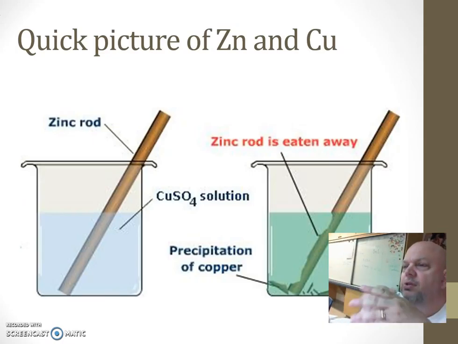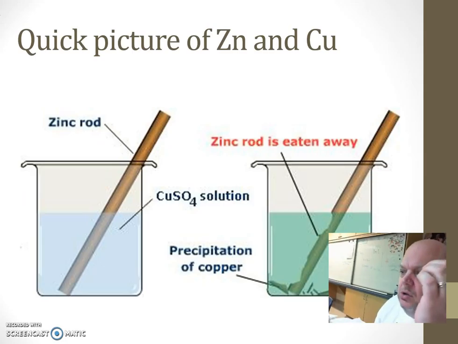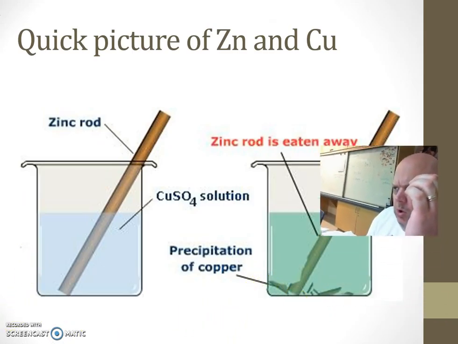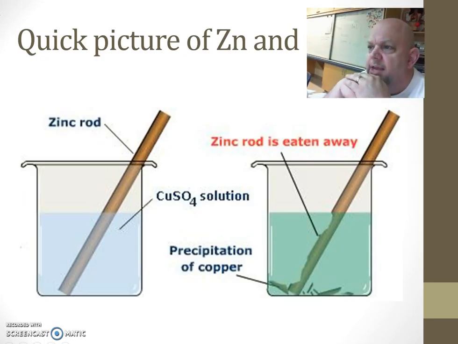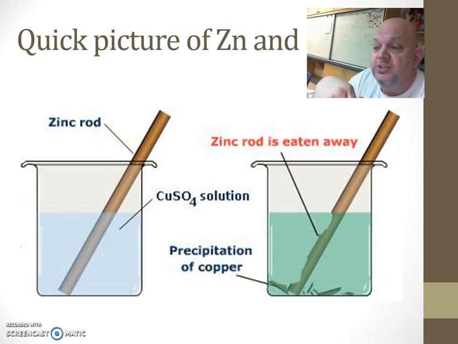Okay? So if we look at zinc and copper, if we stick a zinc rod into a copper solution, you can look in the next picture and notice, hey, wait a minute, what's happened with the zinc rod? Well, the zinc rod is actually being eaten away, it's being slowly dissolved, and you got a precipitation of copper down below. What's going on? Well, this would be an example of a redox reaction. Somebody is taking and somebody's losing.